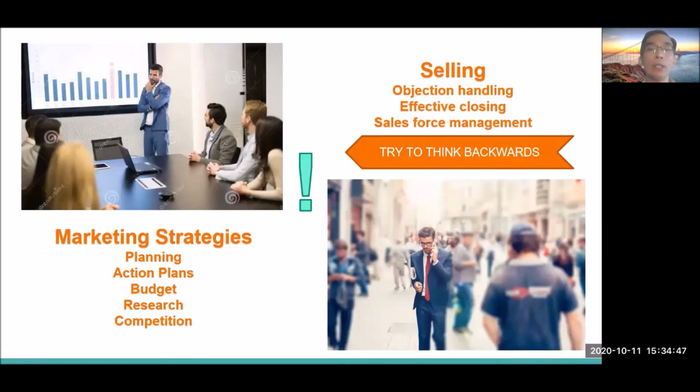So let me go on. We were talking about two main parts, and I put the exclamation here because a lot of the time, people do not understand marketing strategy, planning, action plan, budget, research. They only talk about objection handling, effective closing, sales force management. So you try to think backwards. This is exactly what we were talking about earlier.